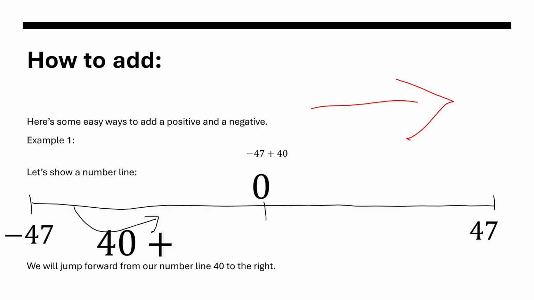Here we have 40 positive, and since it's closer to 0, it's easy to say that it's 47 minus 40, which equals 7, right? But we would have to add that negative, because this side of the number line is negative and this side of the number line is positive. So the answer would be negative 7. Negative 47 plus 40 equals negative 7.